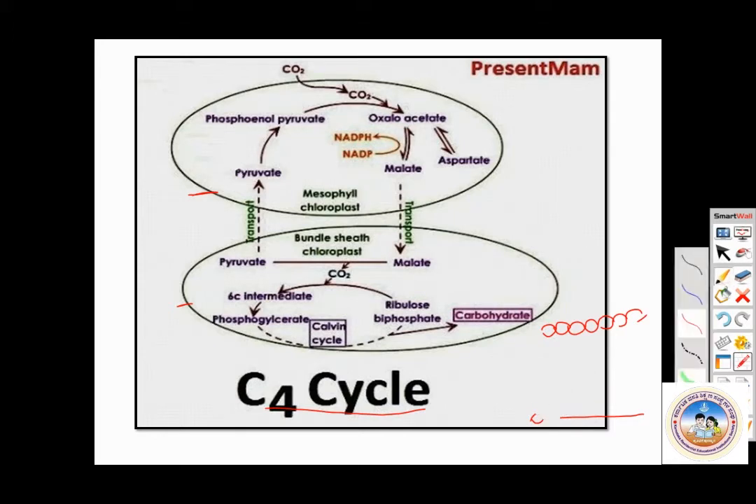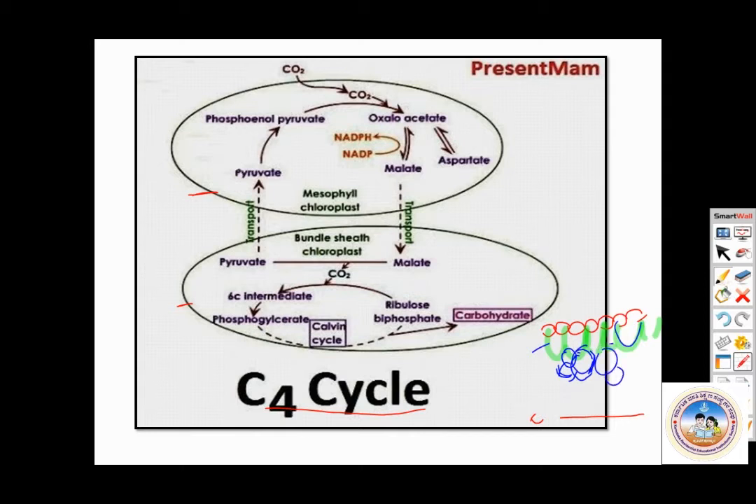Now in between you will have cells like this. Which ones? Mesophyll cells. Okay, now see, you will have some other cells like this, bundle sheath. Okay, just listen. This is your mesophyll cell, this is your bundle sheath cell. Did you adjust? In life a lot of adjustment has to happen. So coming back to the point, this is your mesophyll cell and this is your bundle sheath cell. Am I clear to you?